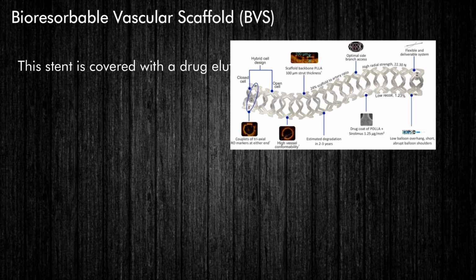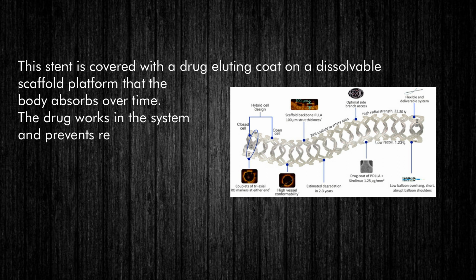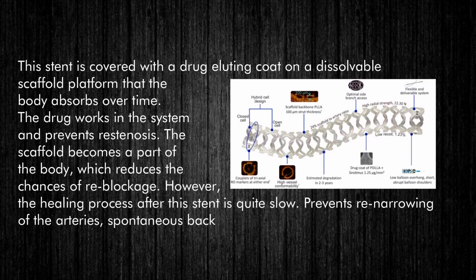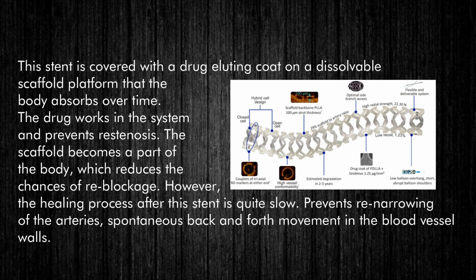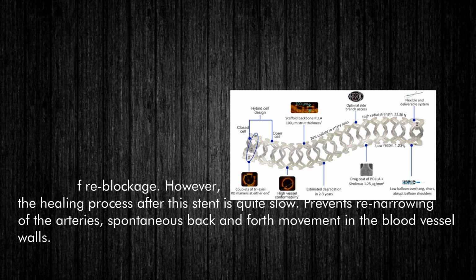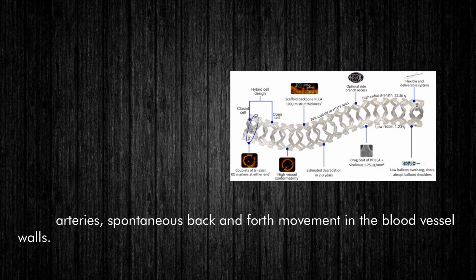This stent is covered with a drug-eluting coat on a dissolvable scaffold platform that the body absorbs over time. The drug works in the system and prevents restenosis. The scaffold becomes a part of the body, which reduces the chances of reblockage. However, the healing process after this stent is quite slow. It prevents re-narrowing of the arteries and spontaneous back and forth movement in the blood vessel walls.